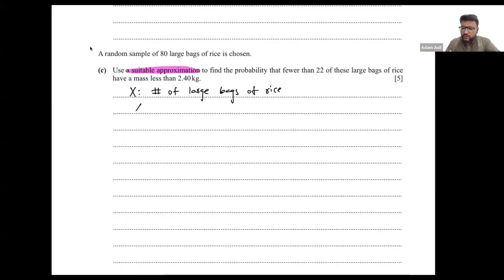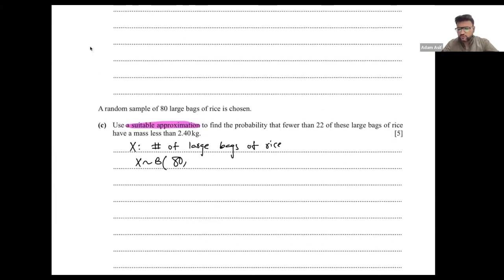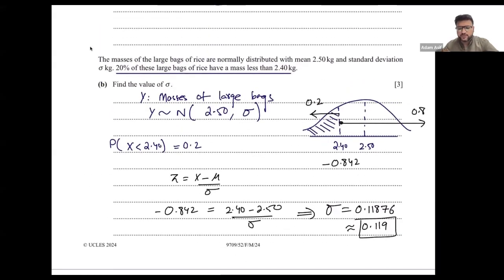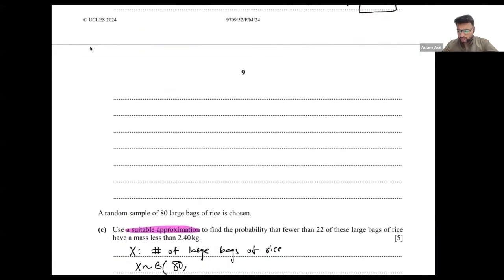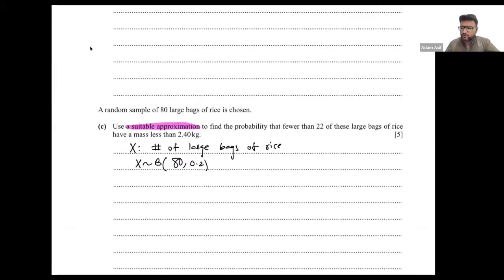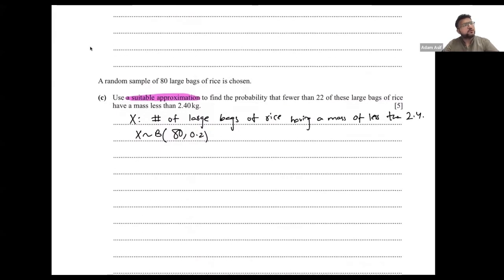Now 80, this follows a binomial distribution with 80 bags. And what's the probability that a bag will have a mass less than 2.4? We have been given that it's 20%, 0.2. So the probability of success is going to be 0.2. X represents the number of large bags of rice having a mass of less than 2.4. अब हम ये मालूम करना चाह रहे हैं कि उन 80 बैग्स में से कितने ऐसे बैग्स हैं जिनका मास लेस देन 2.4 kg होगा. सही है. X follows a binomial distribution with 80 attempts and 0.2 is the probability of success.